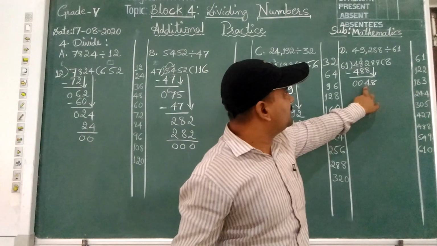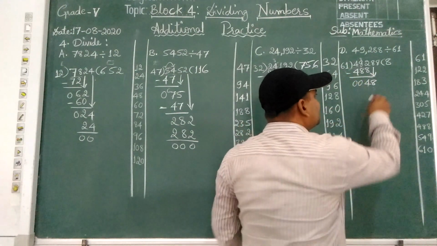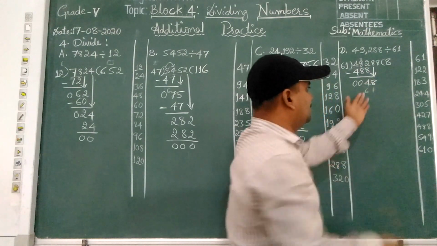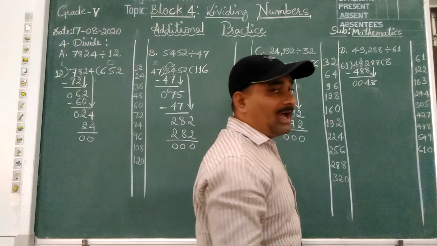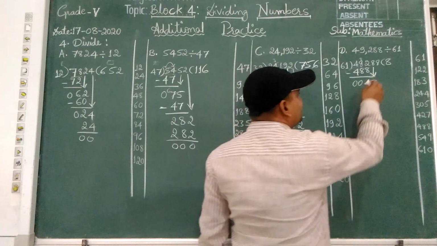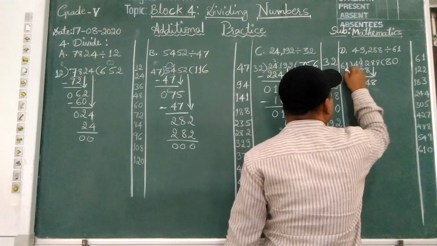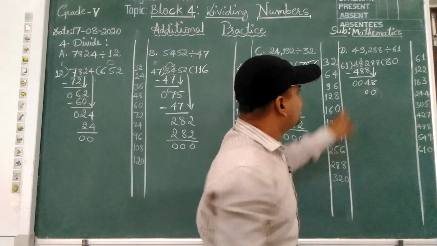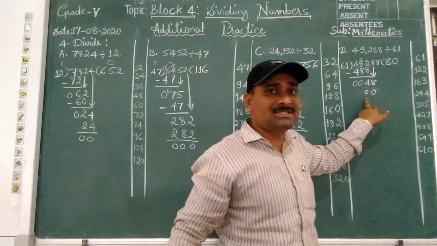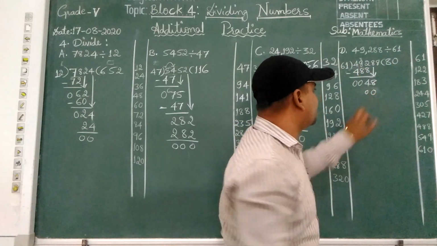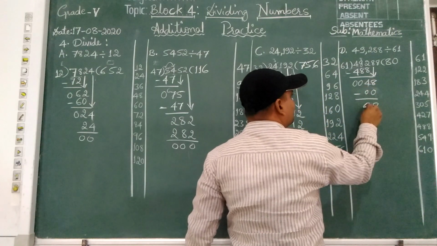Children, now it is only 48. I cannot divide with 61. If I take 61 ones are 61, I cannot subtract. This is a big number, not possible. So now I have to take 61 zeros are 0. Any number multiplied by 0 is 0. Subtract: 8 minus 0 is 8, 4 minus 0 is 4.